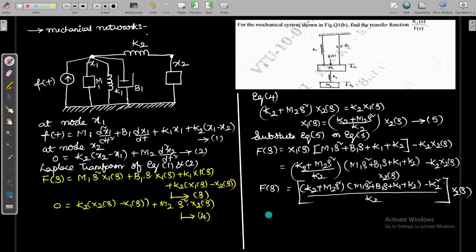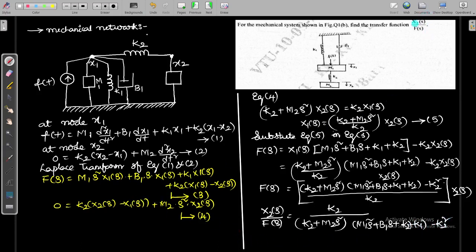But we want X2(s) divided by F(s). So let us write the final equation: X2(s) divided by F(s) is equal to k2 divided by (k2 plus m2 s square) into (m1 s square plus b1 s plus k2 plus k1) minus k2 square. So now you got this equation.